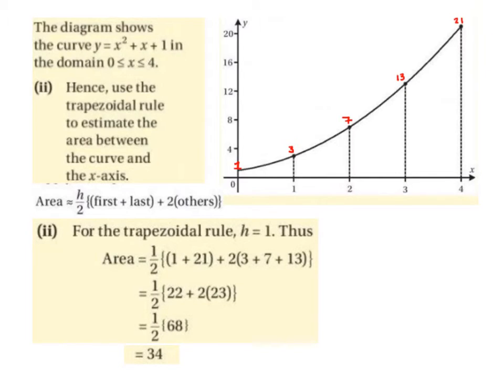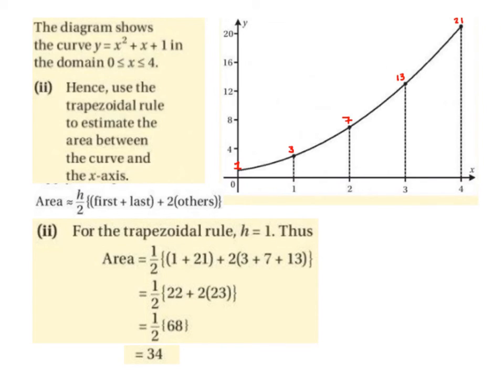So remember, our trapezoidal rule is the area equals h over 2 multiplied by the first plus the last plus 2 times the others. So for the trapezoidal rule, h is equal to 1. So the distance of 1, equal intervals of 1, so it's 1 over 2. Then the first is going to be 1, plus the last is going to be 21, plus 2 times the others, so plus 2 times 3 plus 7 plus 13.